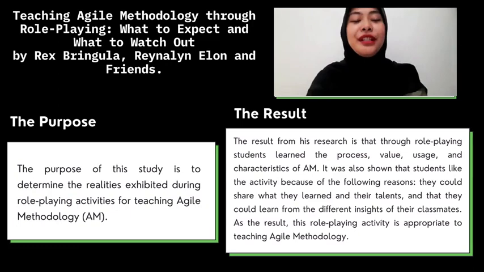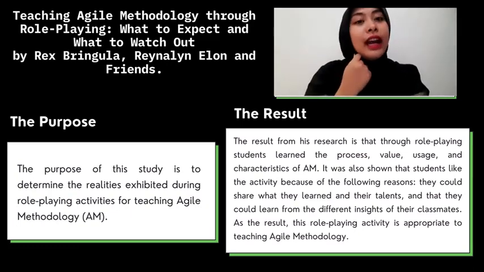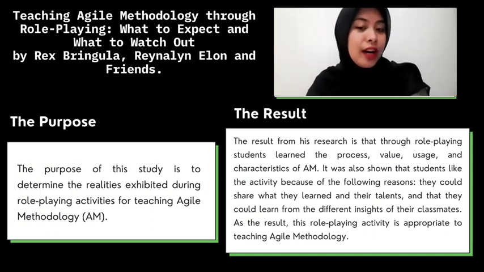Now we are going to discuss the 8th article. The title of this 8th article is Teaching Agile Methodology Through Role-Playing, What to Expect and What to Watch Out by Rex Bringula, Reynalyn Allen, and friends.